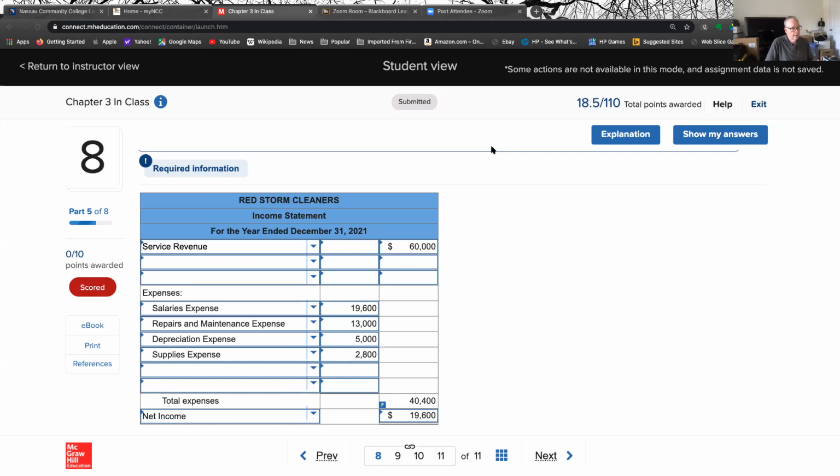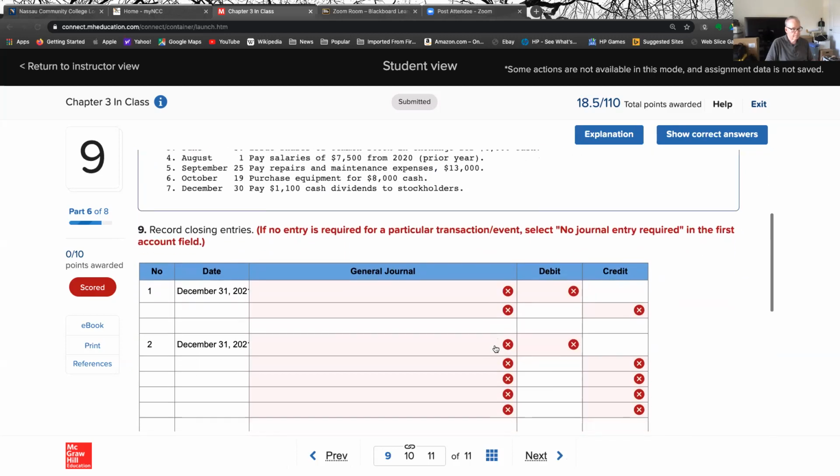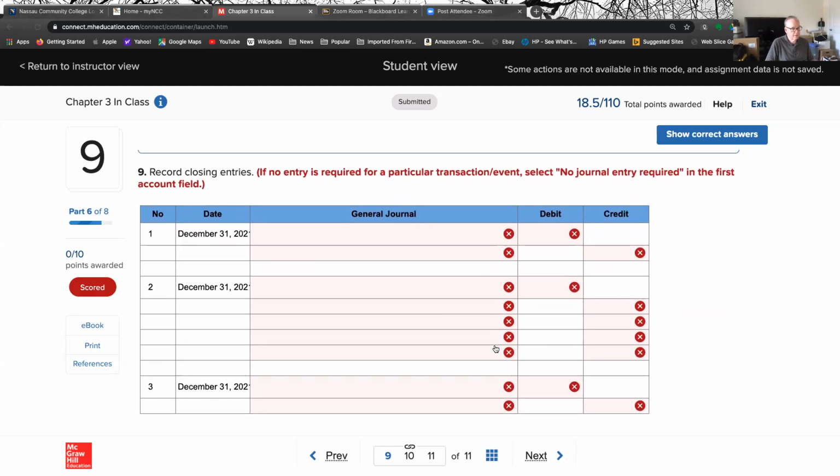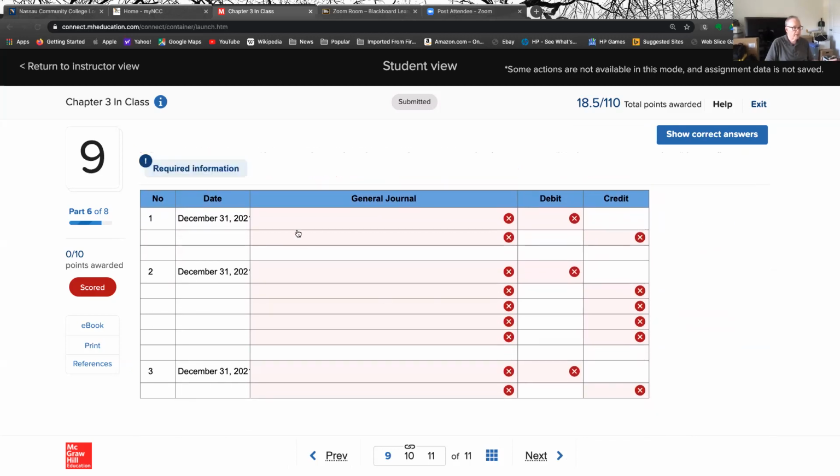So the revenue accounts are zero, the expense accounts are zero, the dividend account is zero. So we have three closing entries to make. First, we want to close the revenue, then we want to close the expenses, and then we want to close the dividend. Right, so here's the space for the entries, right? Close the revenue, close the expenses, close the dividends.